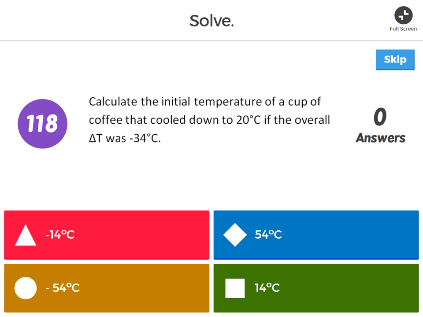Calculate the initial temperature of a cup of coffee that cooled down to 20 degrees Celsius if the overall delta T was negative 34.